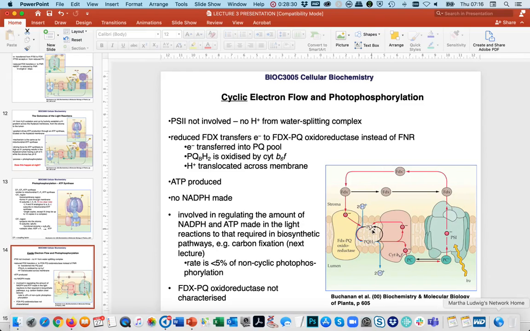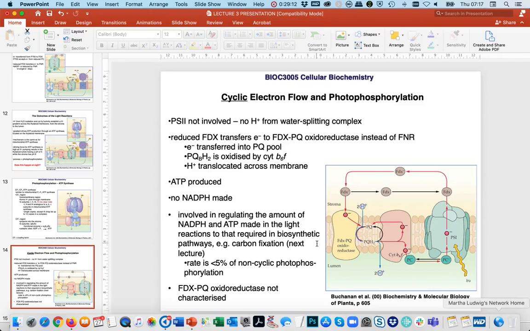That's the cycle. That's cyclic electron flow. ATP is still produced because remember, at cytochrome b6f, there are protons being transferred across the thylakoid membrane from the stroma to the lumen, but the gradient isn't as high because there's no water splitting. However, there's no NADPH made because ferredoxin is not reducing FNR, which then reduces NADP+. Instead, ferredoxin reduces the ferredoxin-PQ oxidoreductase. So why would plants want to do this?